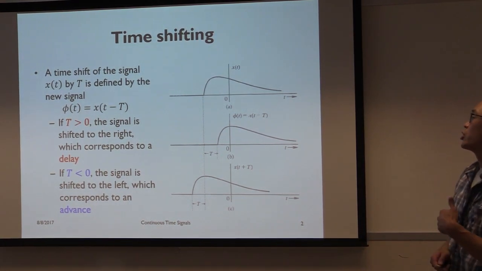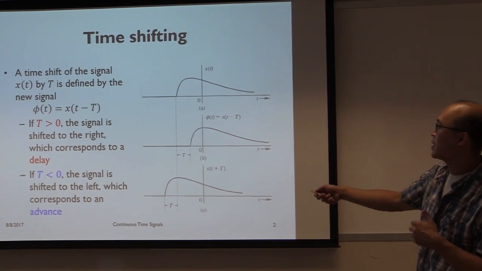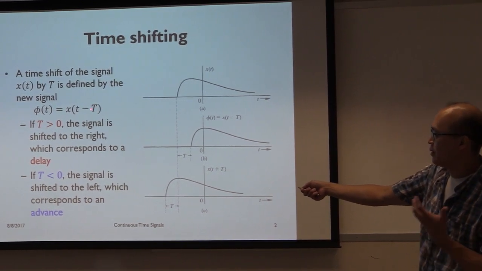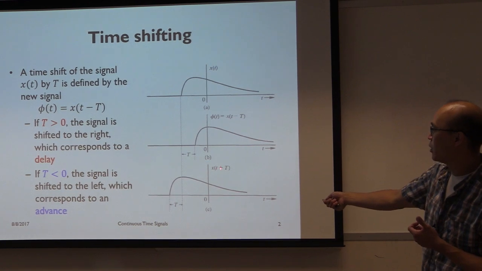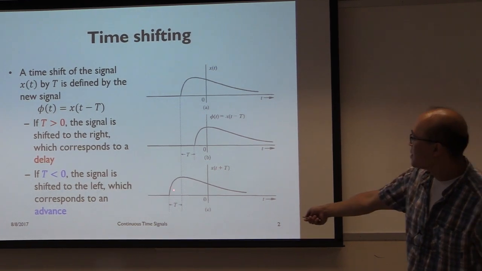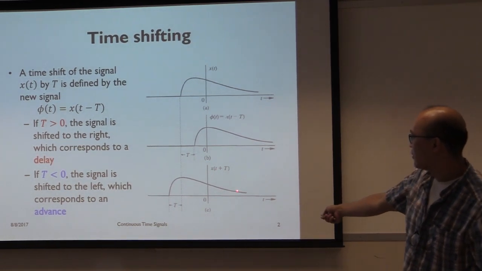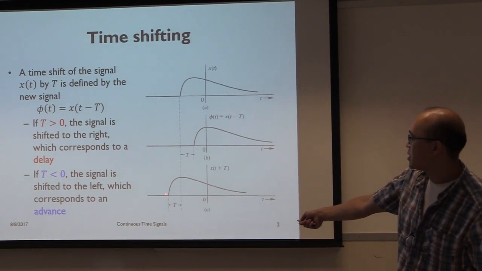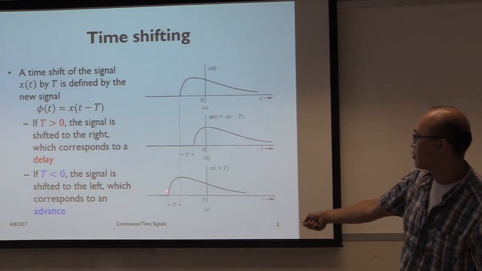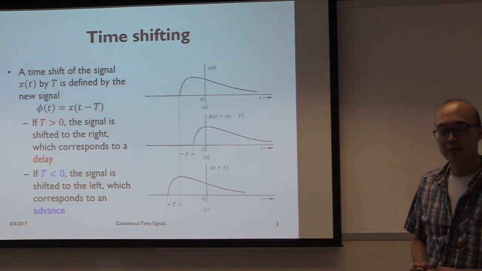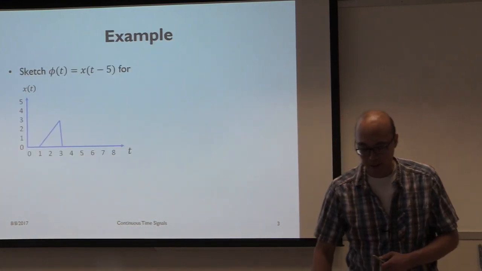If we are going to do a shift where capital T is negative, then x of t minus capital T becomes x of t plus capital T, and this is going to be the signal shifted to the left. And so now the signal is actually starting before the original signal, so that's why we refer to it as an advance. So let's take a look at an example.